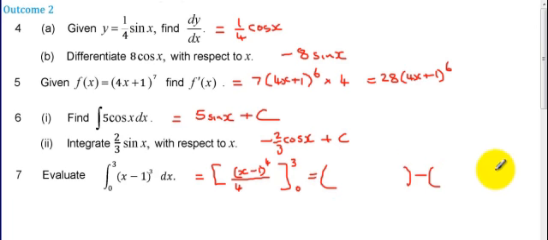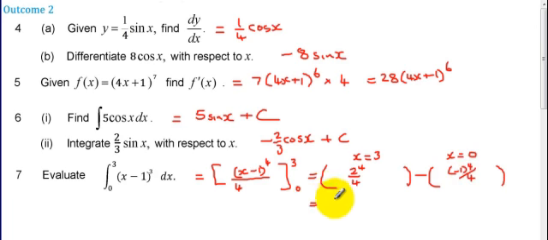We now form two curved brackets. Into the first bracket we're going to replace x by 3, second bracket the x by 0. So this gives us 3 minus 1, which is 2 to the power 4 over 4. Second bracket, 0 minus 1, which is minus 1 to the power 4 over 4.